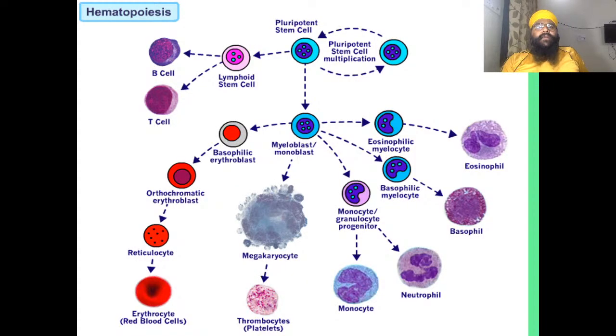That's one of the examples with the pluripotent stem cells, with hematopoiesis. You can have myeloblast and monoblast with the eosinophilic myelocytes, basophilic myelocytes, monocytes, granulocytes, and progenitors. So they will specifically grow eosinophils, basophils, neutrophils, and monocytes, right? And then this monoblast will produce basophilic erythroblast, orthochromatic erythroblast, reticulocyte, and erythrocyte, and so on.